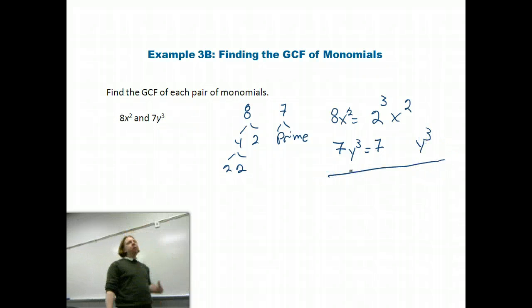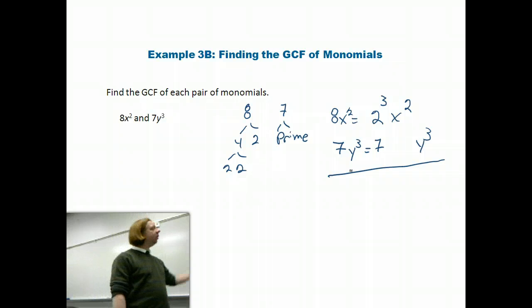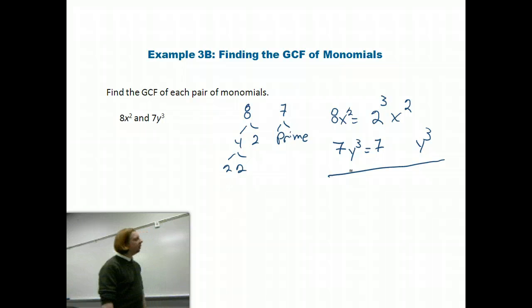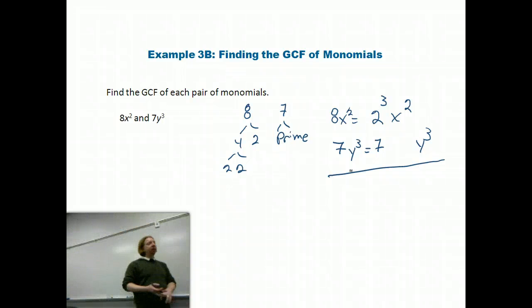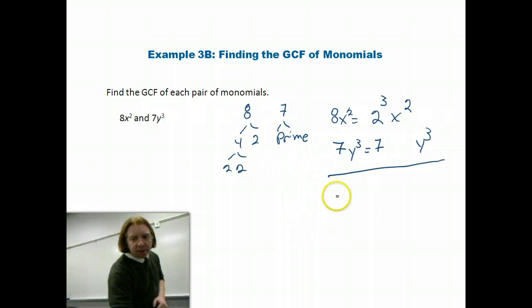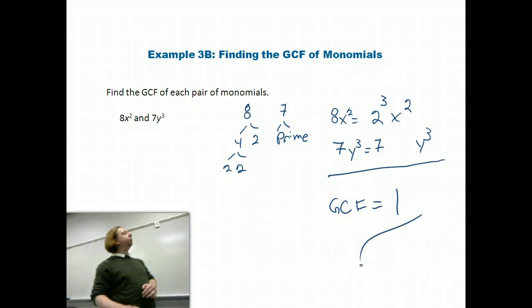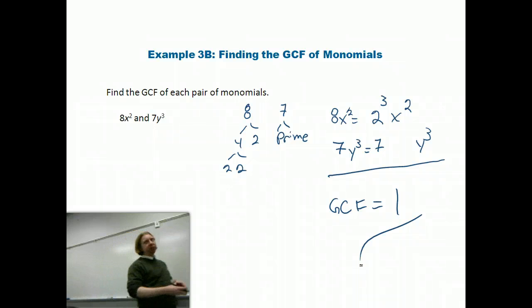So what gets pulled down is the common values. Is there a 7 in 8x squared? Can't pull that down. When I look at the x's, nothing gets pulled down. Look at the y's, nothing gets pulled down. If nothing gets pulled down, then the greatest common factor is just 1. If 2 numbers have no common factors, then the GCF is 1.